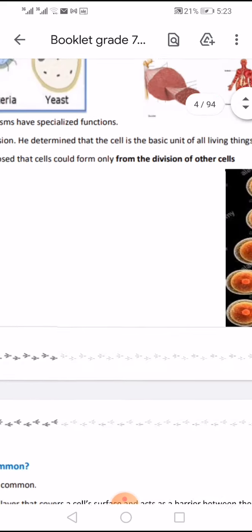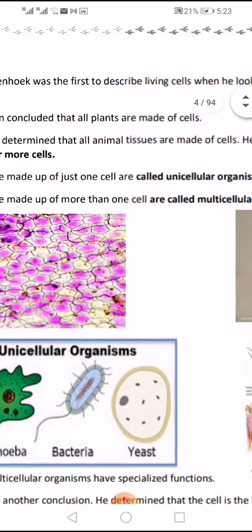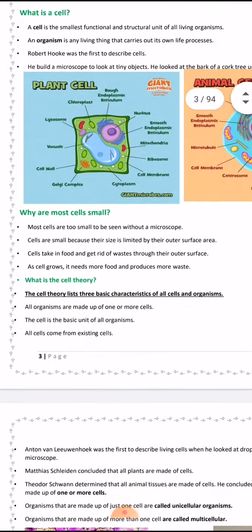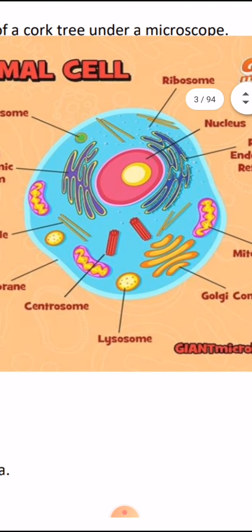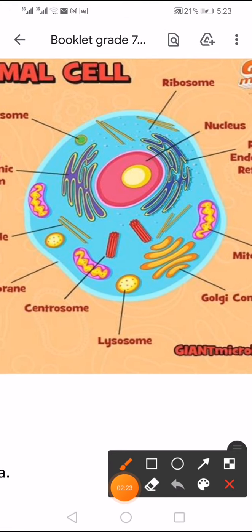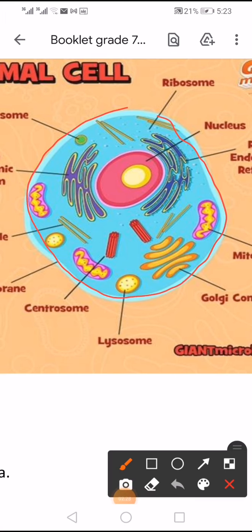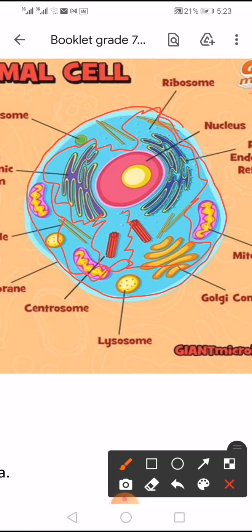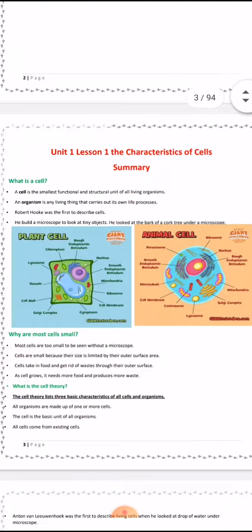Look, I want to show you another example of a cell membrane. This baby blue color is a cell membrane, and inside it is the cytoplasm. This is a fluid that carries all the organelles inside the cell.